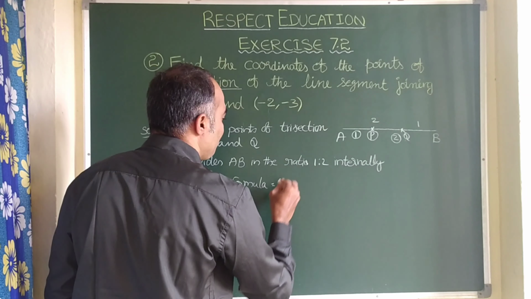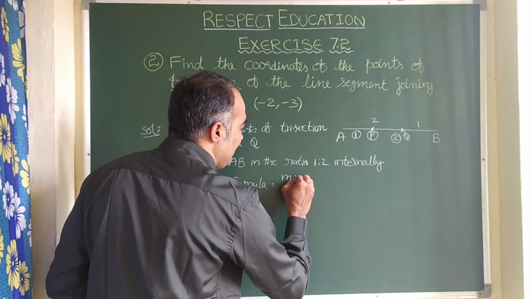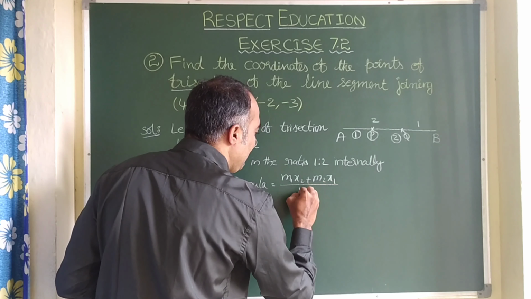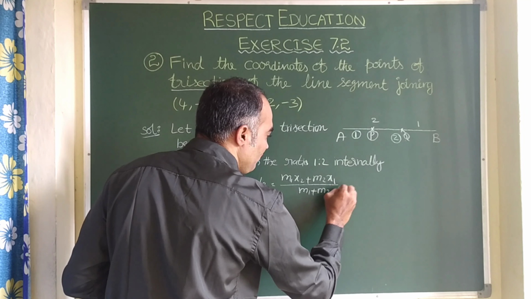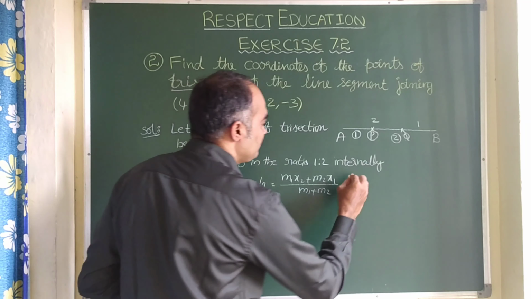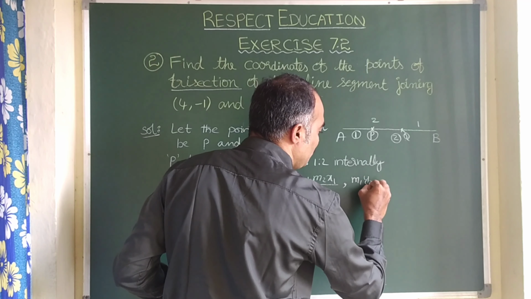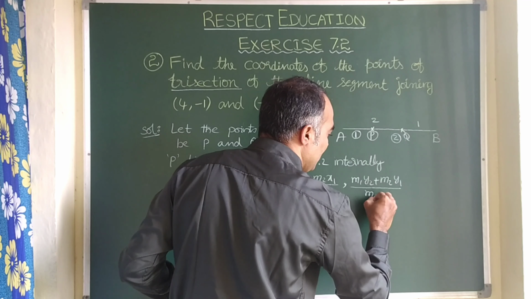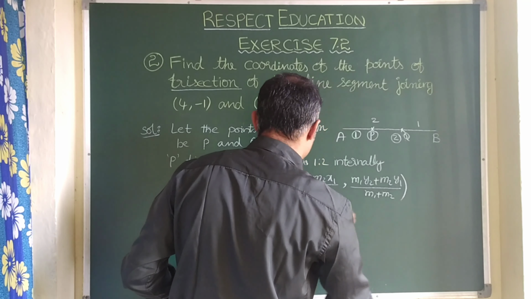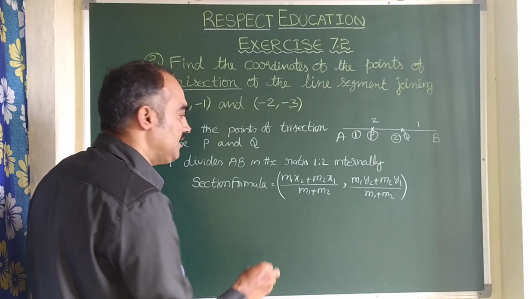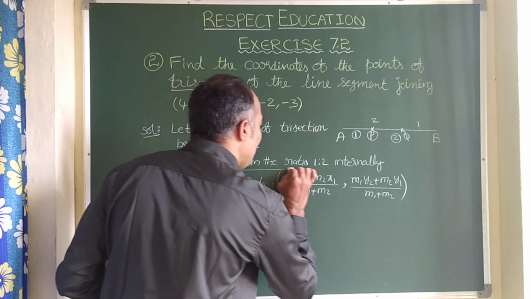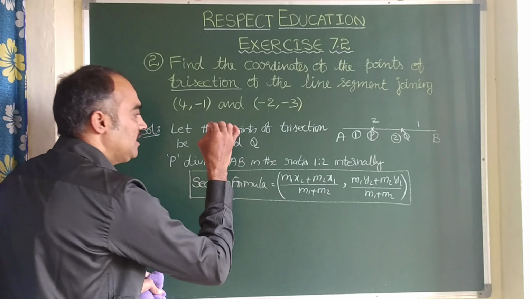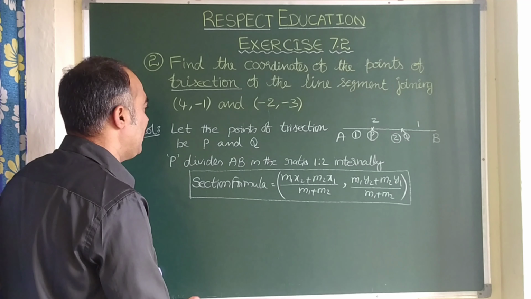Section formula is (m1x2 + m2x1)/(m1 + m2), comma, (m1y2 + m2y1)/(m1 + m2). Right? This is the suitable formula for solving this problem. Based on this formula, let us substitute the values.